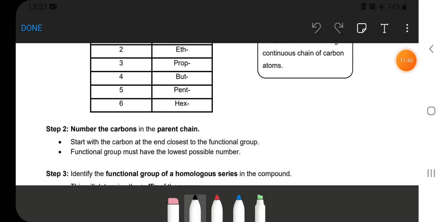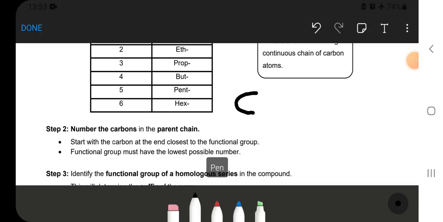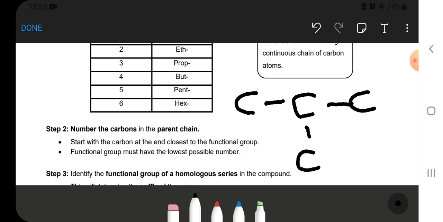So when we talk about a C that is branching out, we have a C, a C, a C, like that, and then there's another C here. So this C here is the one that is branching out. It will have its own H like that.